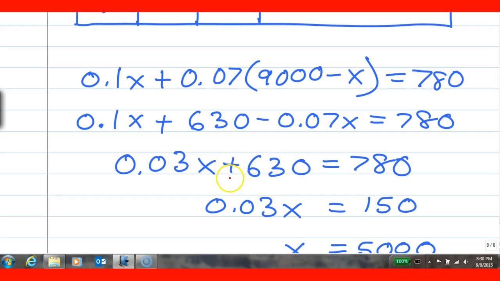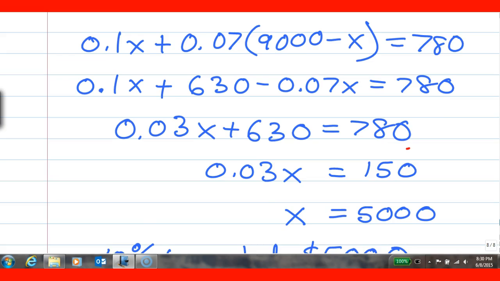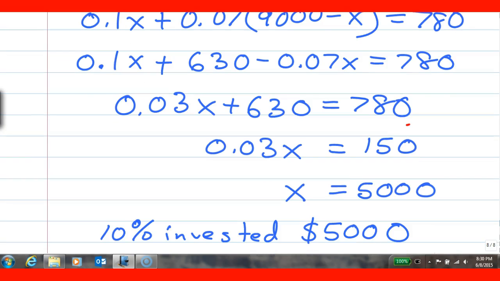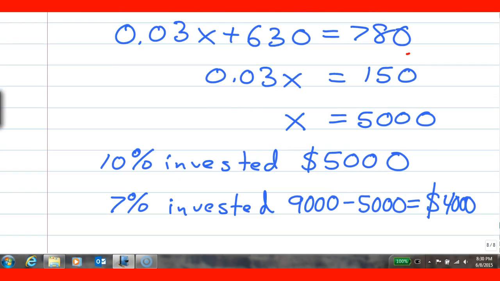Next, I'm going to subtract the 630 off both sides. So when I do this, I'm left with a 0.03x equals 150. So my next step is to take that 0.03, divide it through the 150, and that leaves me with x is equal to 5,000. So that means that he invested into the 10% $5,000.